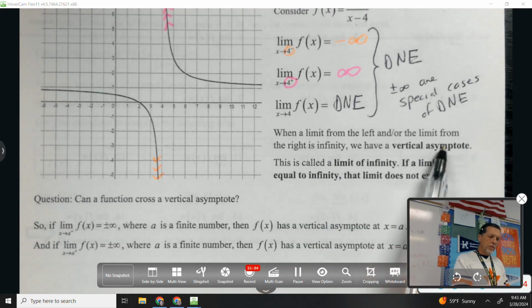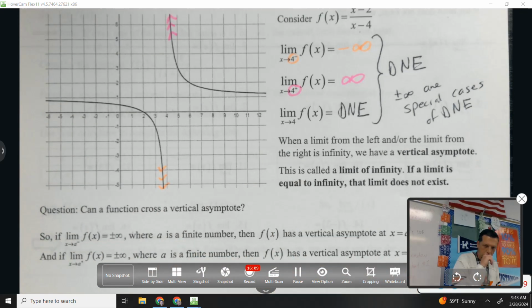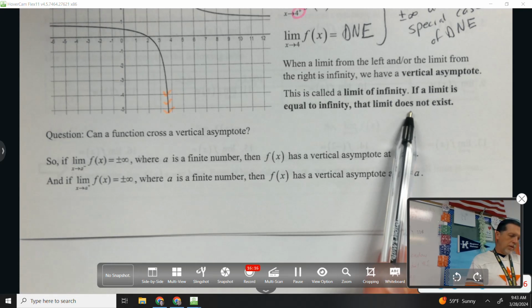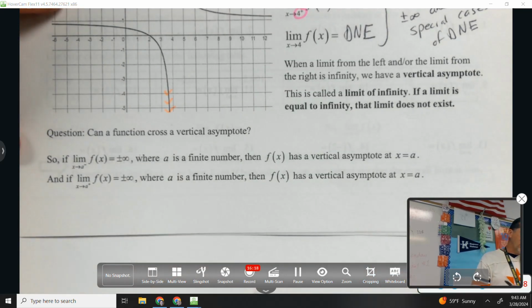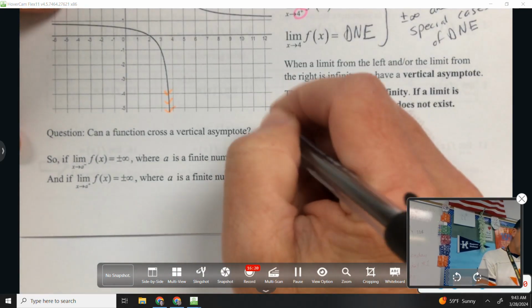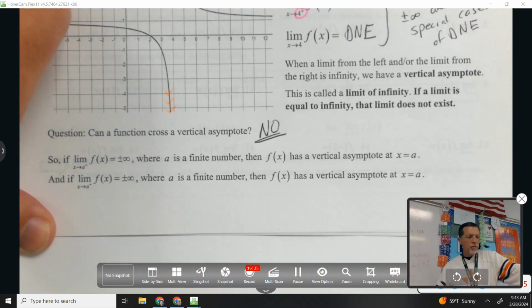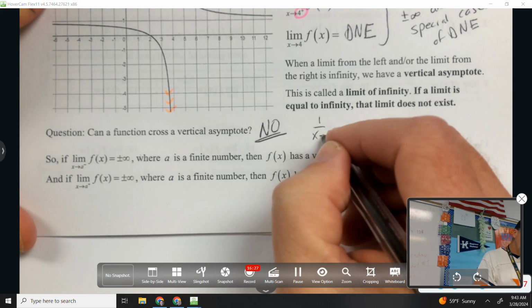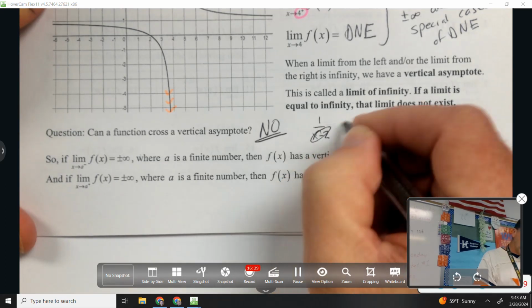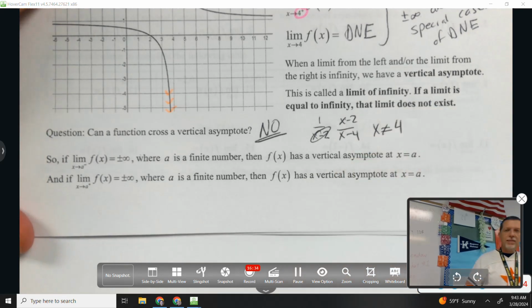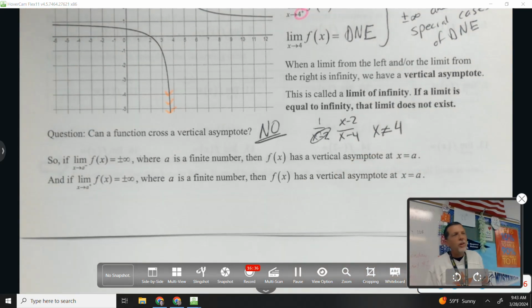When a limit from the left to right goes to infinity, that's a vertical asymptote. We can see that by looking. A limit is equal to infinity, that limit doesn't exist. Oh, here we go, I answered this already. Can a function cross a vertical asymptote? No. Definitely not. Hard no. Because vertical asymptotes come from zeros of the bottom. So x can't be 4. Like, period, amen. You can't divide by 0.